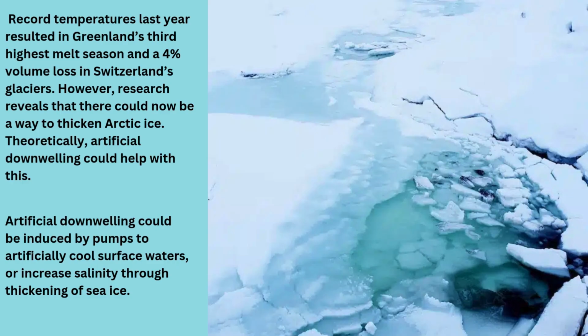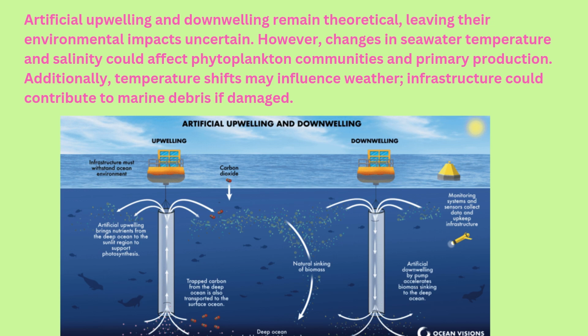Record temperatures last year resulted in Greenland's third highest melt season and a 4% volume loss in Switzerland's glaciers. However, research reveals that there could now be a way to thicken Arctic ice. Theoretically, artificial downwelling could help with this. Artificial downwelling could be induced by pumps to artificially cool surface waters or increase salinity through thickening of sea ice.